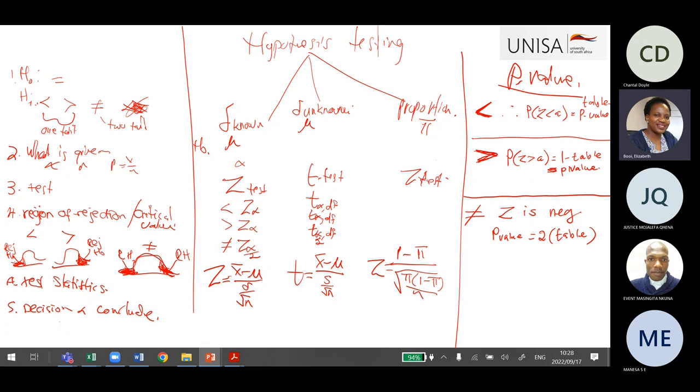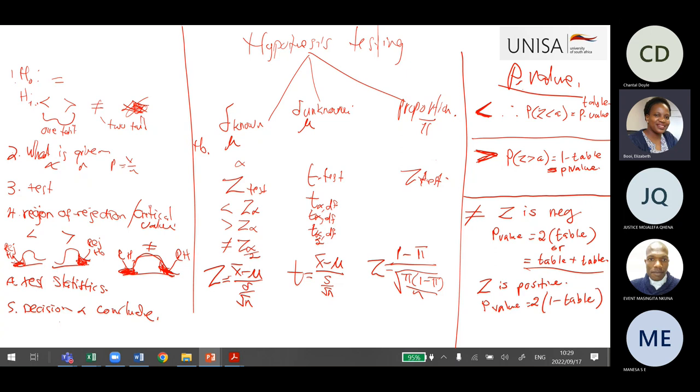So it means the value you find on the table, you will multiply it by 2 to get to the p-value. Or you can say table value plus table value. You can add it to itself twice. If your Z value is positive, then your p-value will be equal to 2 times 1 minus the value you're going to find on the table.